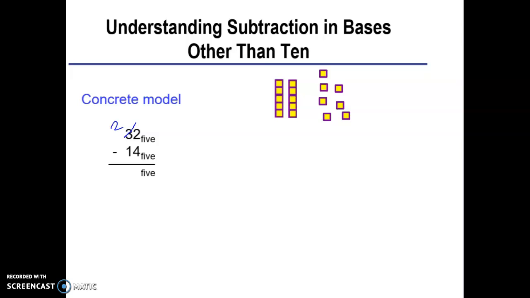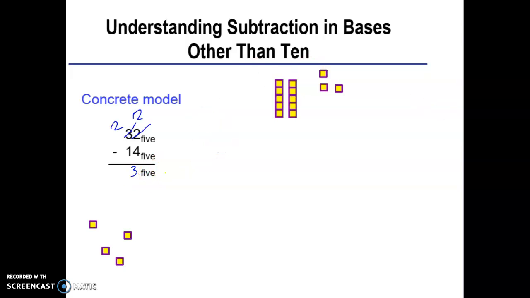Let's count in base 5 and see how many blocks I have left. 1, 2, 3, 4, 10, 11, 12, right? Because there's no 5. 1, 2, 3, 4, 10, 11, 12. So I have 12 tinies in base 5. And I'm going to remove 4 of them. 1, 2, 3, 4. All right, and so what I have left is 3 tinies.